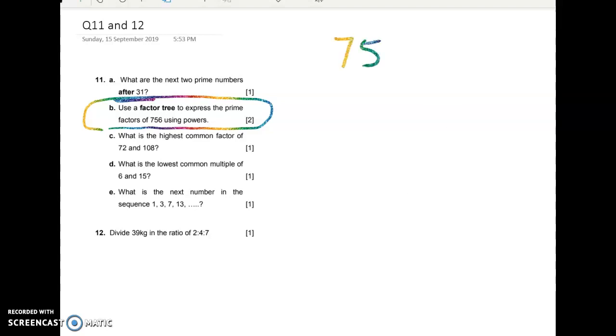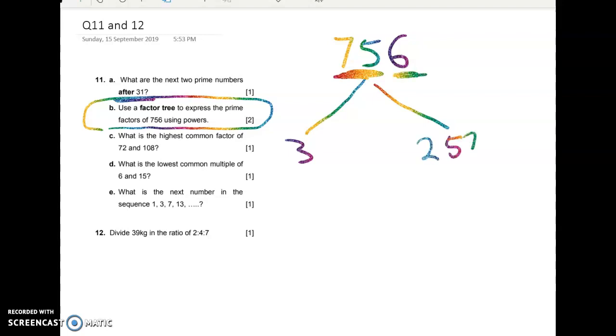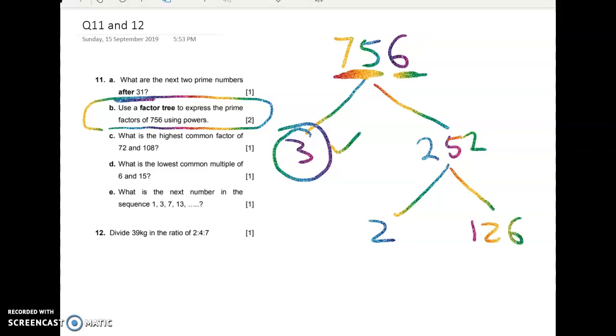So here's 756. We can start this off anywhere we want. You could go 2 times something is 756, but I said, okay, let's start with 3 times something is 756, because I can see 250 will get me that times something here. So it's going to be 252. Right, is this a prime? Yes, it is. Circle tick. Next one. 2 times 126. Circle tick for that one.